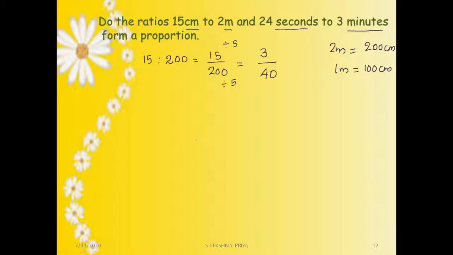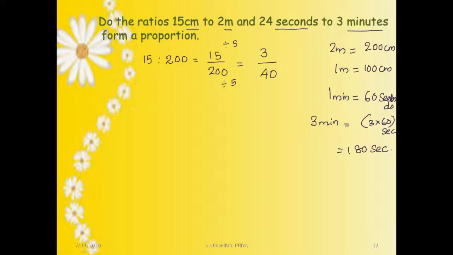Then come to the next ratio. It is 24 seconds to 3 minutes. Here also the units are not same. So 1 minute equal to, what is 1 minute equal to? Correct, it is 60 seconds. So 3 minutes equal to 3 times 60 seconds, it is 180 seconds.